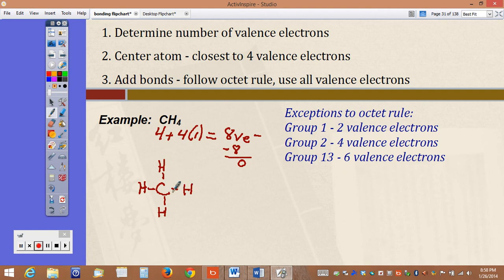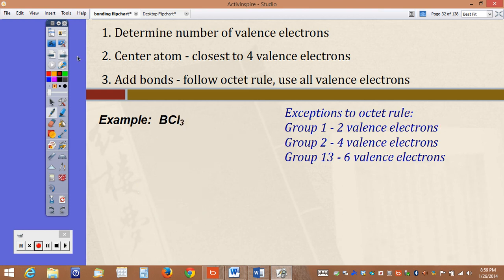Hydrogen has 1 bond, 2 electrons, and nothing on the outside. No unshared electrons. So hydrogen has 2 valence electrons. But as a member of group 1, that's enough to make him happy. You're going to find that each hydrogen will always make 1 bond, and that's it. Let's try one more exception.